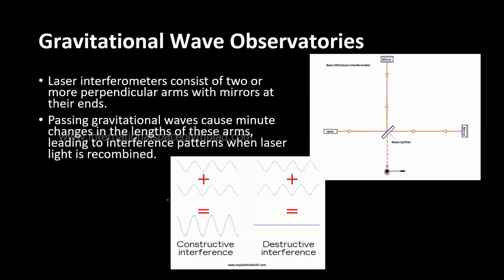Now what is the method they employ? The method they employ is something interesting. There is an interesting phenomenon of light called interference. So imagine that two light waves are there.